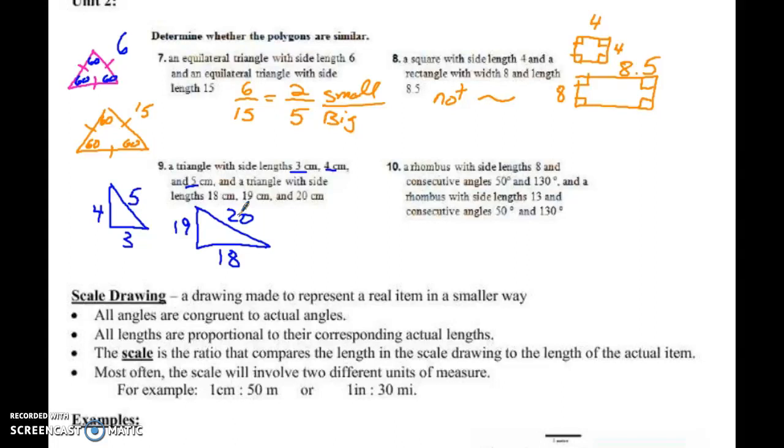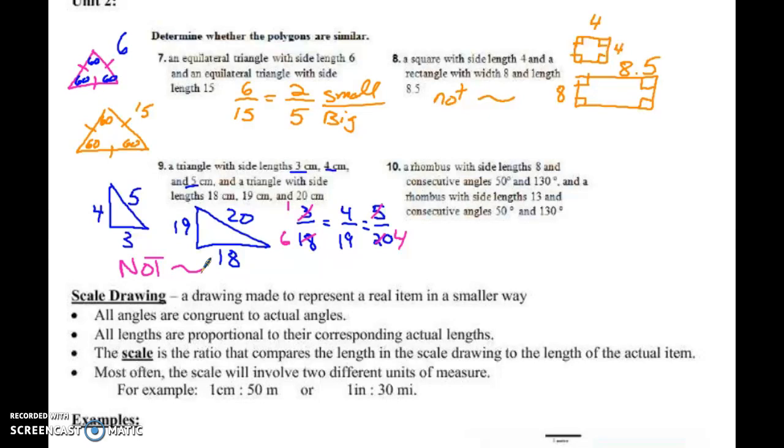Well, let's go small to big, just like we set it up before. Small triangle, 3, 4, 5, and I'm doing an extended proportion. And now the big triangle, 18, 19, and 20. Notice this reduces to a 1/6. This doesn't reduce, and this reduces to a 1/4. Are these two similar? No, they are not similar because the sides do not reduce to the same number like in our other problem of a 1/2.